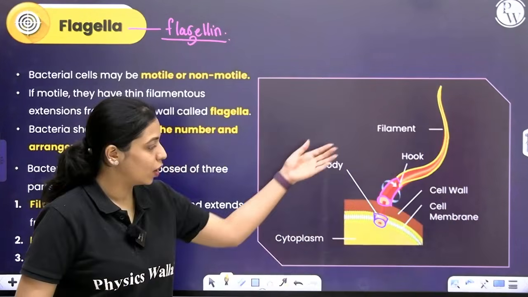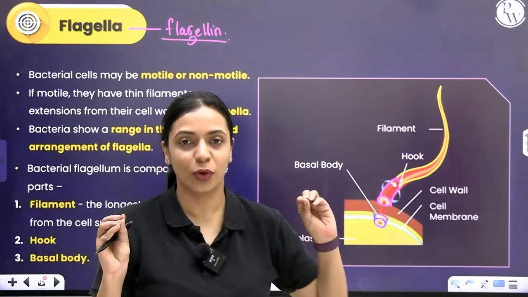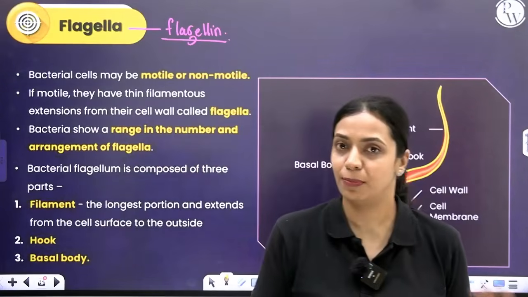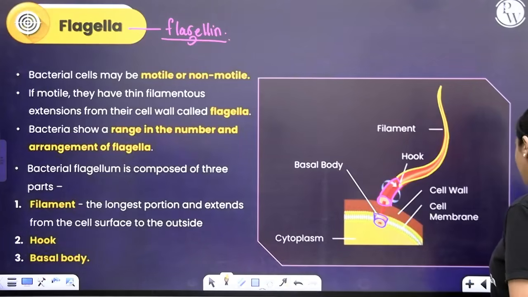Basal body, hook, filament, three parts of bacterial flagella. It's composed of flagellin. Its number and arrangement can vary in different bacteria. Okay, so that's about the flagellum, which is a locomotory structure.